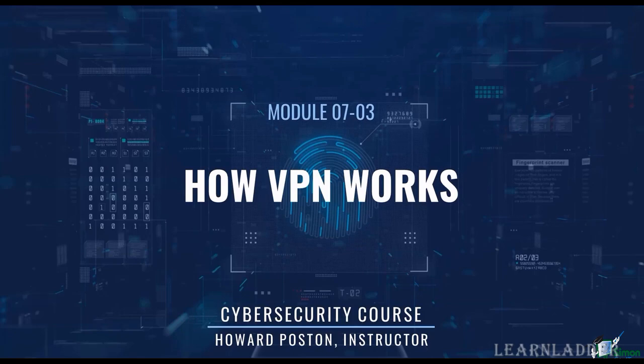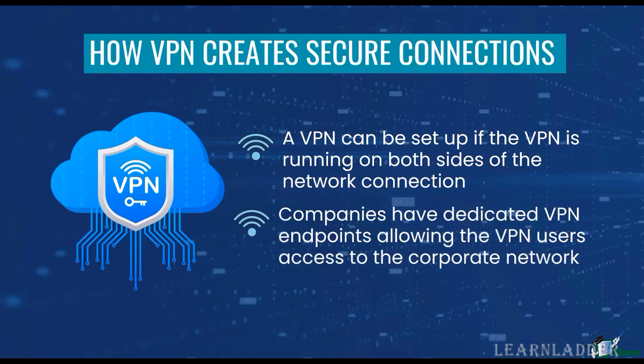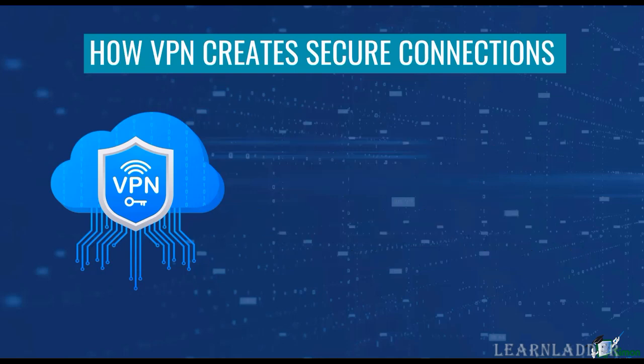It's possible to set up a VPN if the VPN software runs on both sides of the network connection. This could be clients running on two different computers, but often a company will have a dedicated VPN server specifically dedicated to ending VPN connections and allowing the VPN users access to the corporate network.